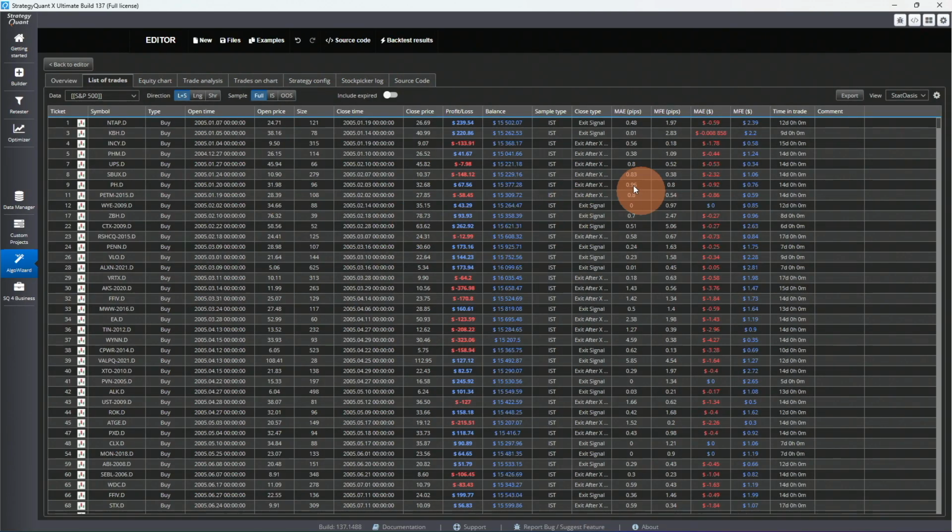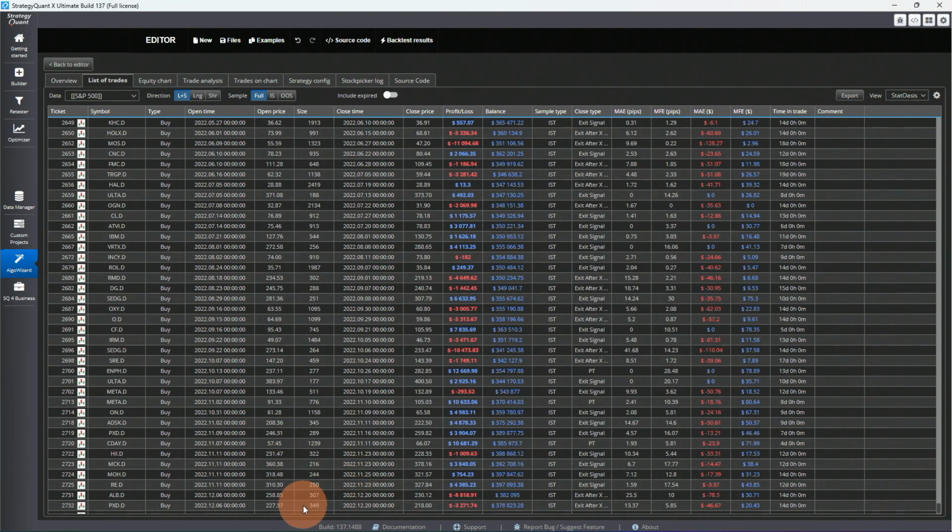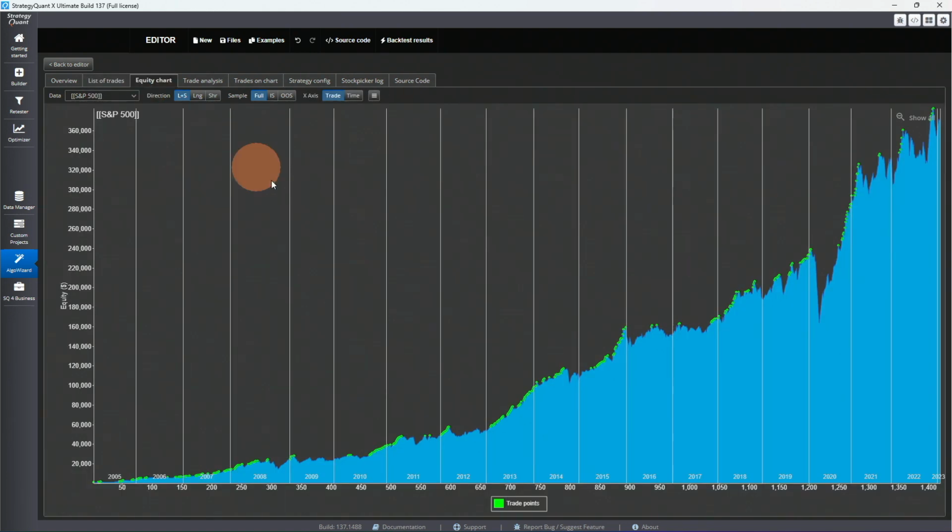And if we look at the list of trades, this is the position sizing. Again, we are totally within limit. Look at this. It's 1,200 shares at a price of 57. So all is very, very good. Equity chart, we're doing really, really well.